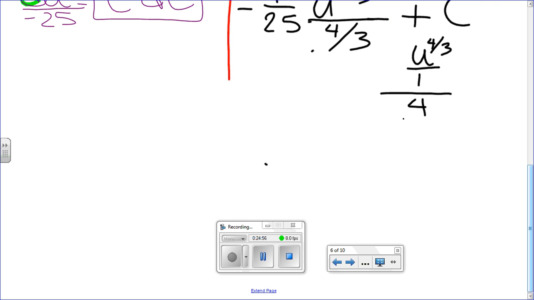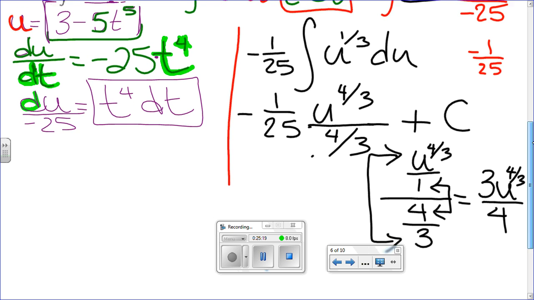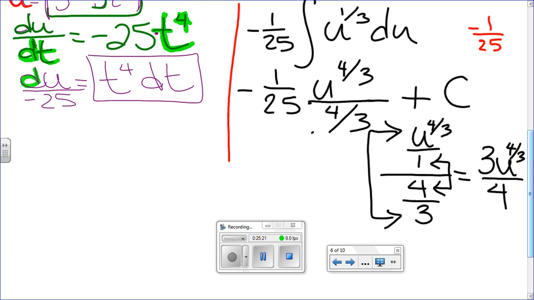by 4/3. Do you guys remember how in pre-cal we used to use the sandwich rule, right? So we multiply those two, we'll get 3u to the power 4/3. And then 1 times 4 is 4. Or you can think of this, if you're dividing by a fraction, isn't it the same to multiply by the reciprocal, right? Does it make sense?